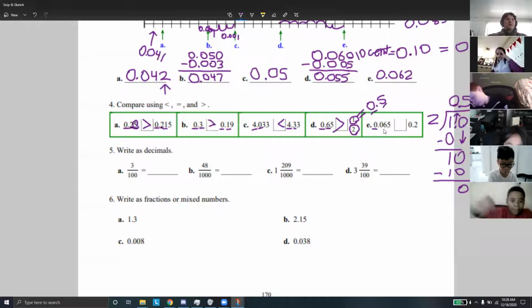Okay, what about these two? 0, 0, oh, they're the same. Here we go. 2/10 is greater than 0/10. And so 2/10 is greater.